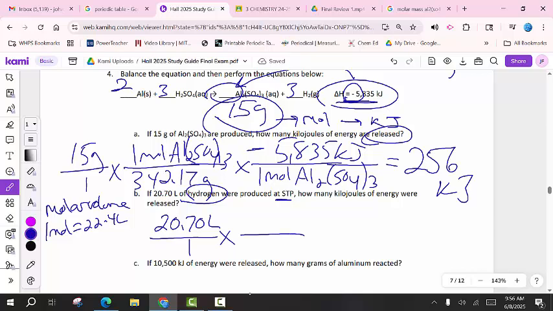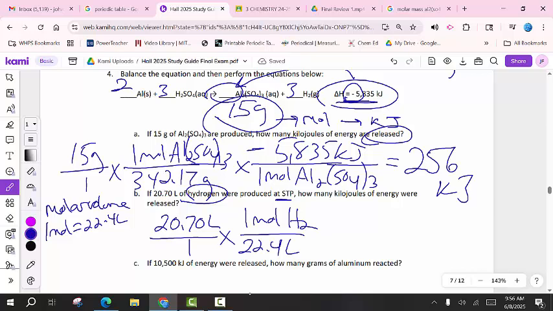And you know, usually that would have been grams. We use the molar mass, but this is a gas at STP. So we're going to use the 22.4 liters on the bottom so it cancels out, and put 1 mole of hydrogen on top. Okay, that's the part where we change it into moles.